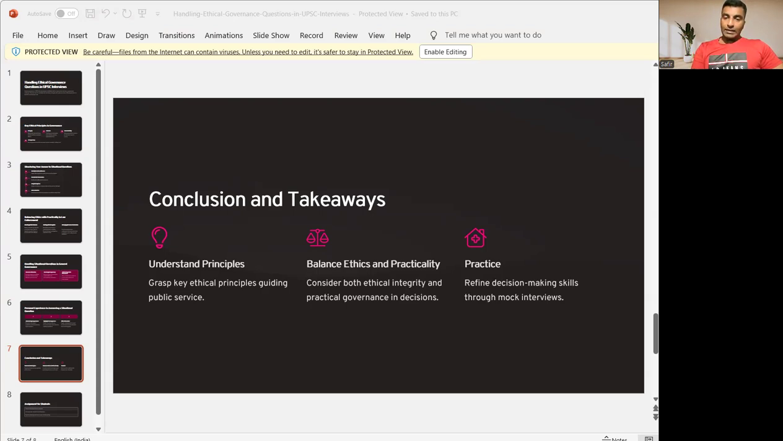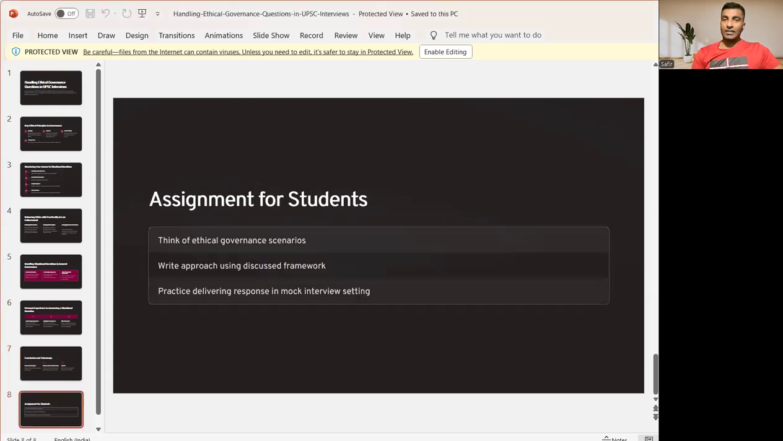So what you can do as an assignment, take one of the situations that I have discussed as an example. Follow the process, make your answer, record the video, watch it, send it to us. Okay. So definitely you can send it in the group, or if you feel like you don't want to send it in the group at this point of time, you can send it to me.